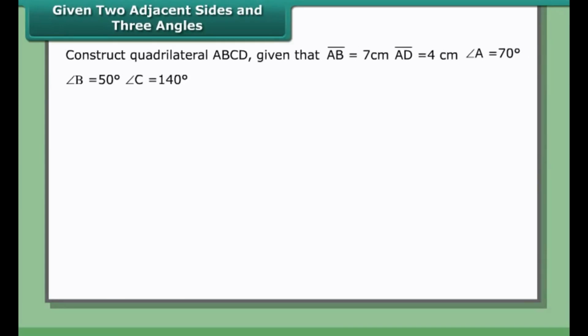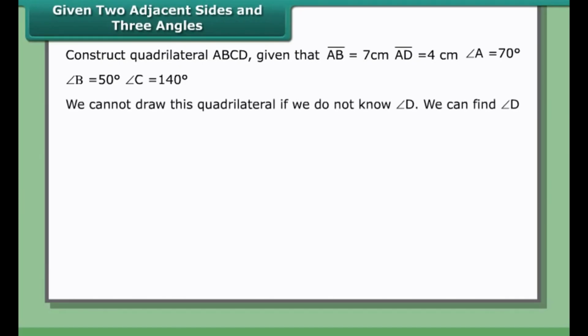Given two adjacent sides and three angles. Construct quadrilateral ABCD. Given that AB is equal to 7 cm, AD is equal to 4 cm, angle A is equal to 70 degrees, angle B is equal to 50 degrees, and angle C is equal to 140 degrees.